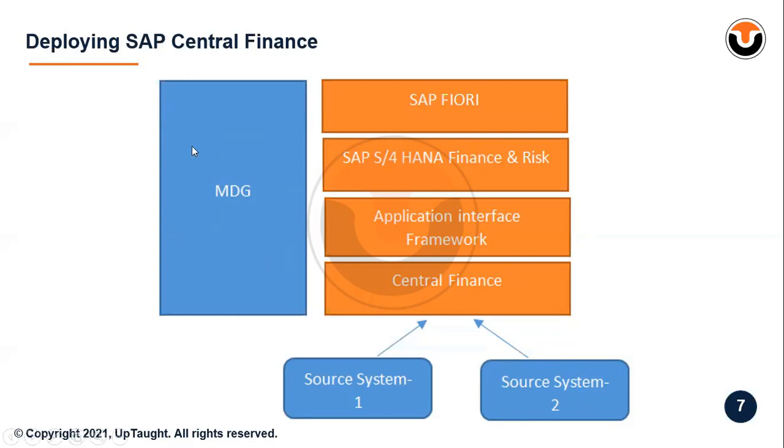For example, here we have the MDG, which is known as the Master Data Governance, because I have told you about the data replication, right? But it's also important to store data which is accurate and non-redundant.